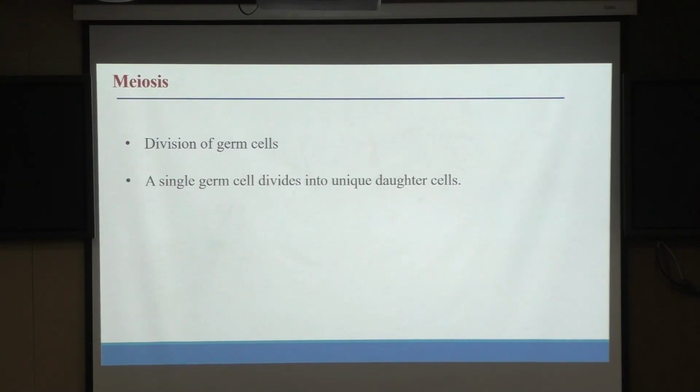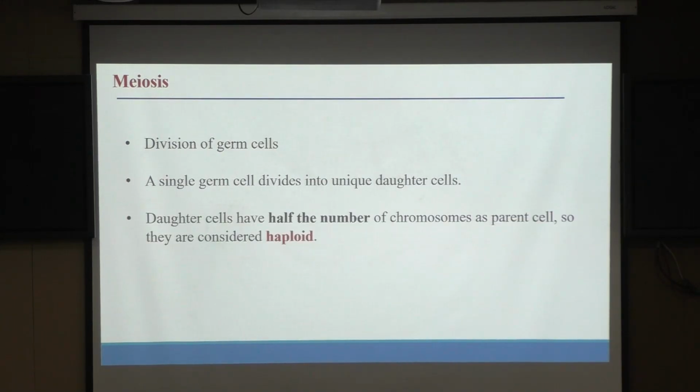A single germ cell divides into unique daughter cells. Unique daughter cells in the sense the chromosome complement gets reduced to half. So it becomes a haploid number, and it depends. In case of male, a single cell gives rise to 4 spermatids, but in case of females, a single oocyte gets divided into one cell actually, and then the others will be polar bodies. So it gives rise to unique daughter cells, and daughter cells have half the number of chromosomes as the parent cell. Right? Hence they are called haploid.